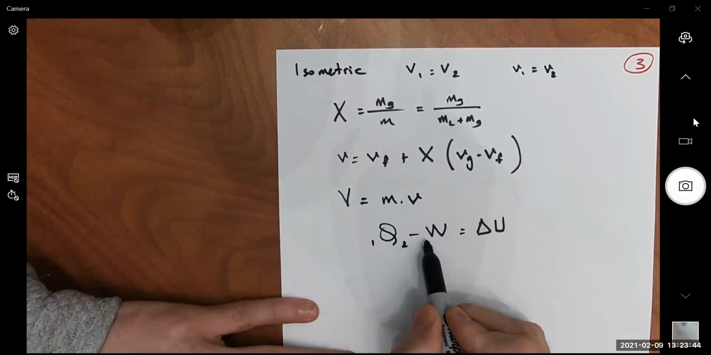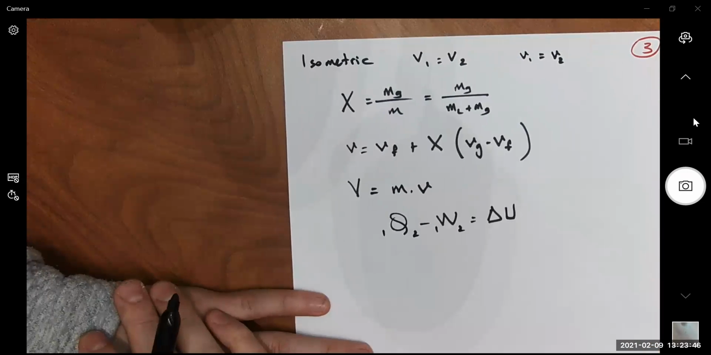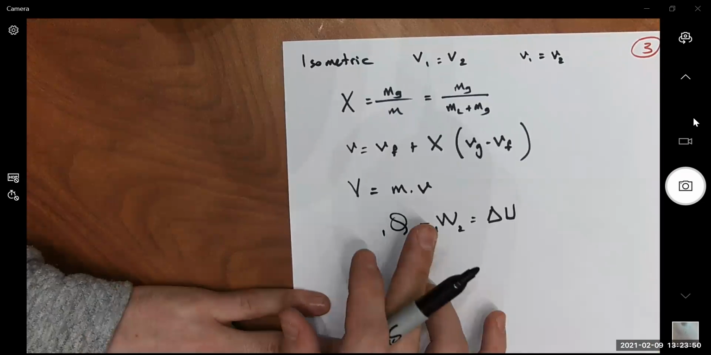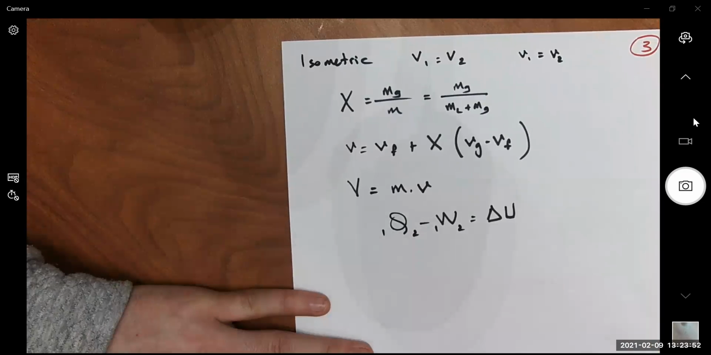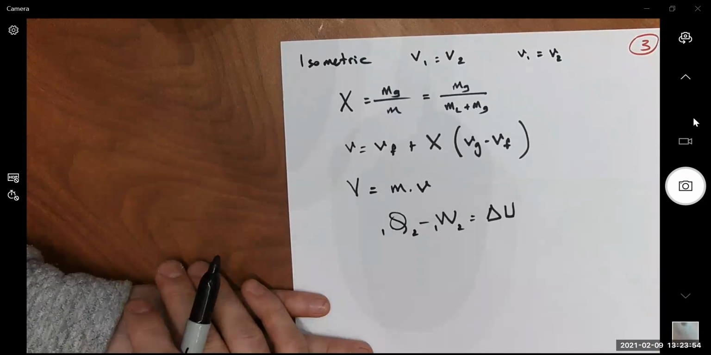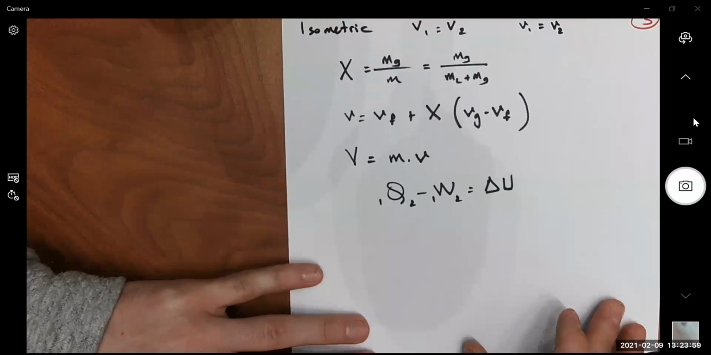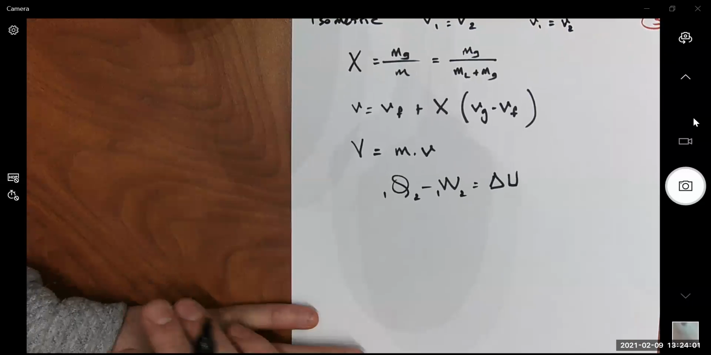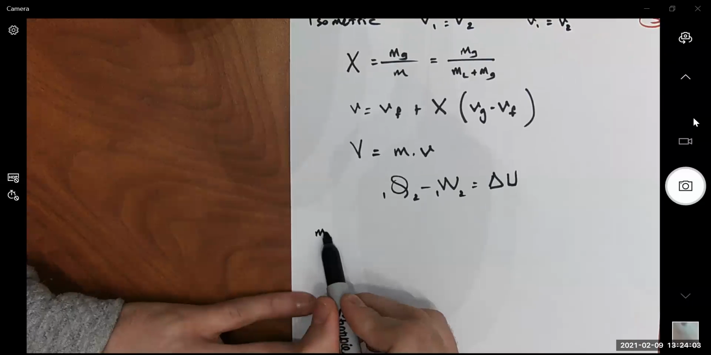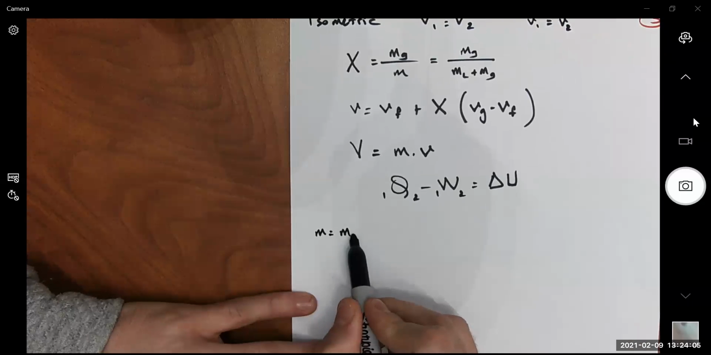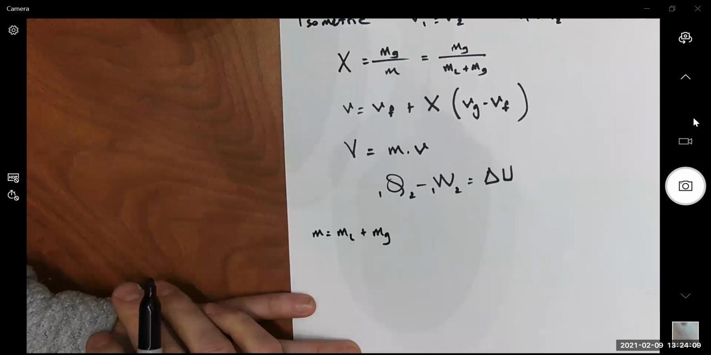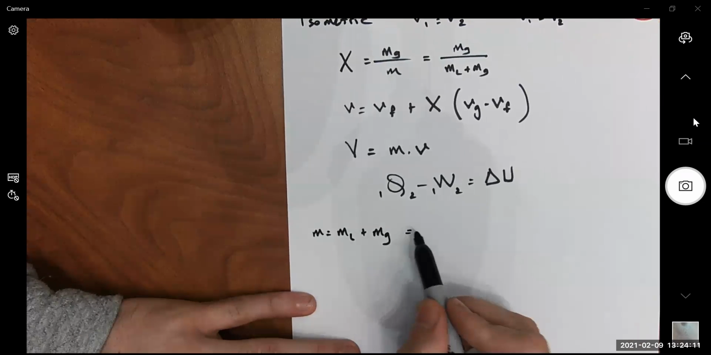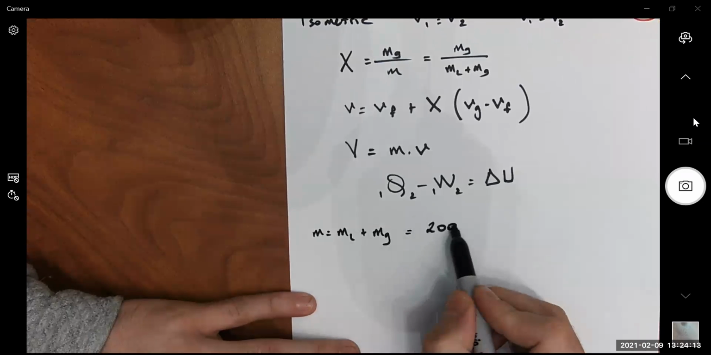And of course, the first law of thermodynamics, because I'm going to calculate heat transfer into the system, whether cooling or heating. All right, that's all. So my total mass, liquid plus gas, equals 2000, right?